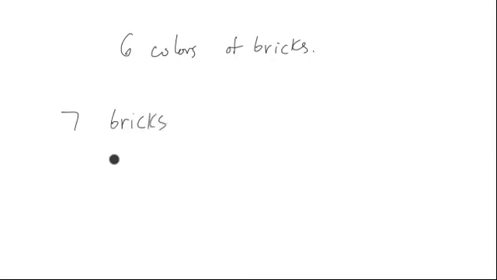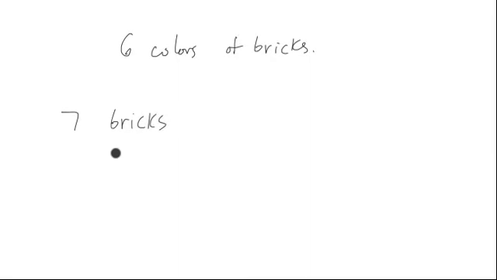Let's look at the pigeonhole principle. Let's suppose that we have some bricks and maybe they come in six different colors. Okay, so there's six different colors of bricks. Now, let's also suppose that we have seven bricks. Are we sure that at least two of the bricks must have the same color?